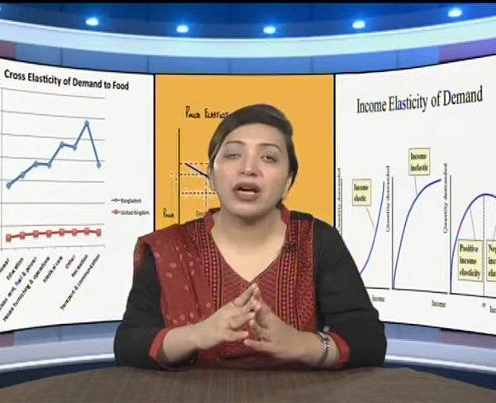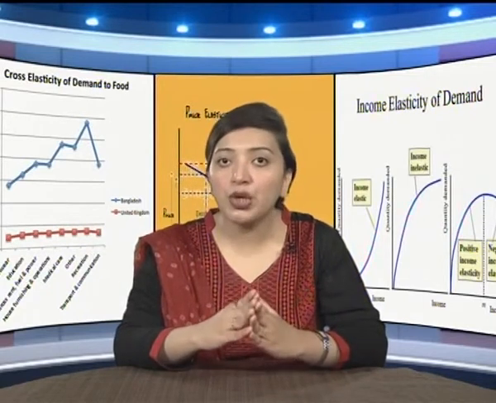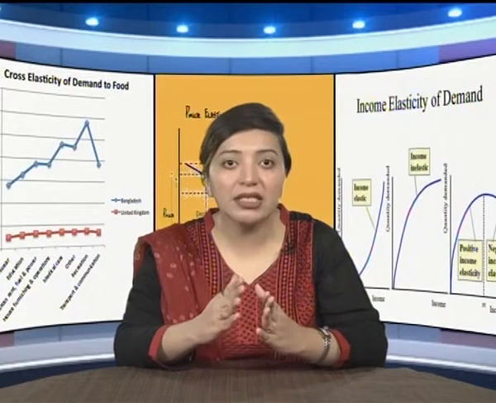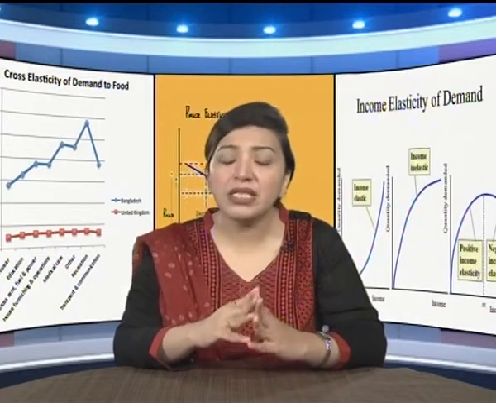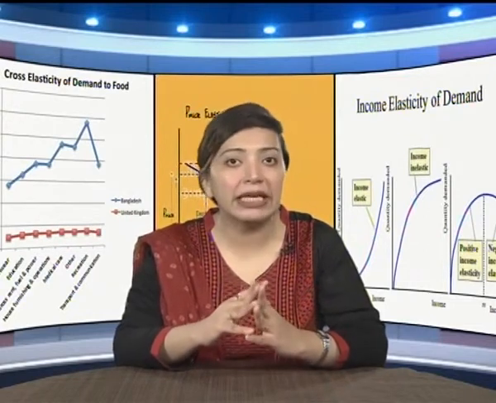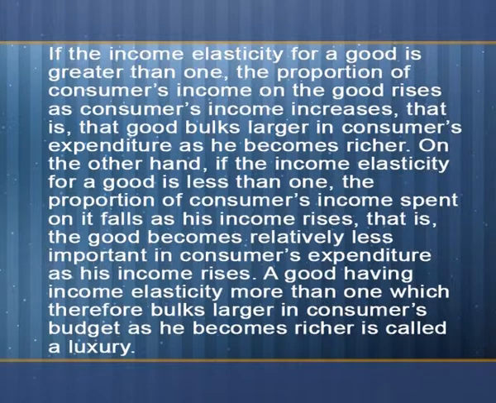When income elasticity of demand for a good is equal to 1, then the proportion of income spent on the good remains the same as the consumer's income increases. Income elasticity of unity also represents a useful dividing line. If income elasticity for a good is greater than 1, the proportion of consumer's income spent on the good rises as consumer's income increases. That is, that good bulks larger in consumer's expenditure as he becomes richer. On the other hand, if the income elasticity for a good is less than 1, the proportion of consumer's income spent on it falls as his income rises. That is, the good becomes relatively less important in consumer's expenditure as his income rises.